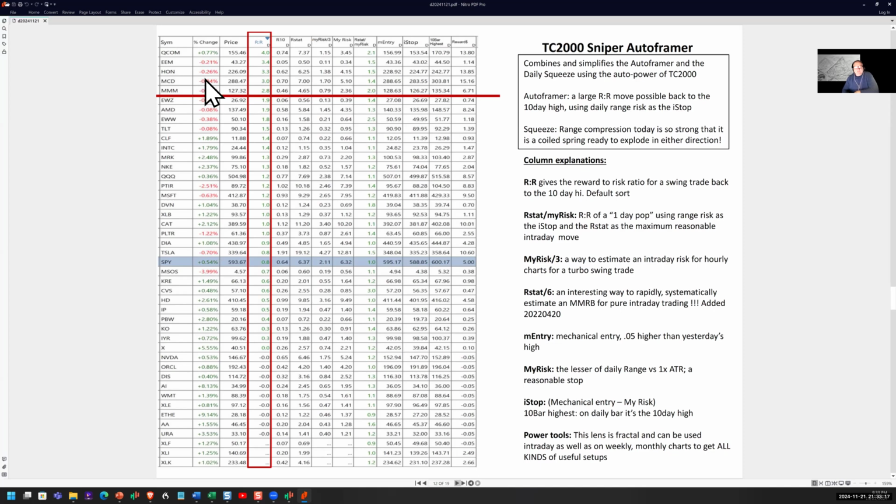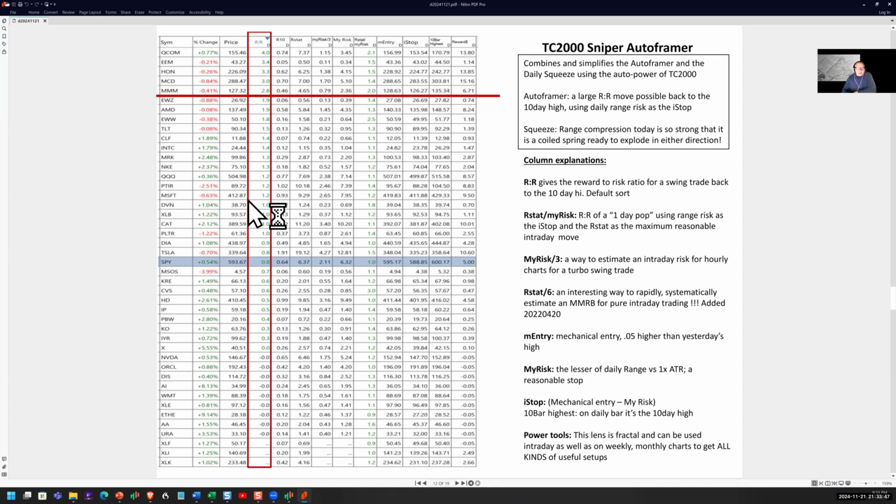Only 5 symbols here in the TC2000 Sniper Auto Framer. I like Qualcomm automatically because it has a 4-to-1 standard reward to risk, and today it was up 0.77. So it has a good move left available to get to the 10-day high, and it already started that move with a 0.77 move today. So that's not bad.